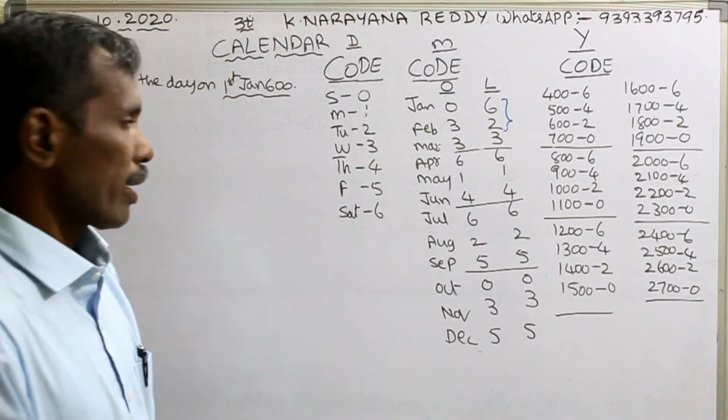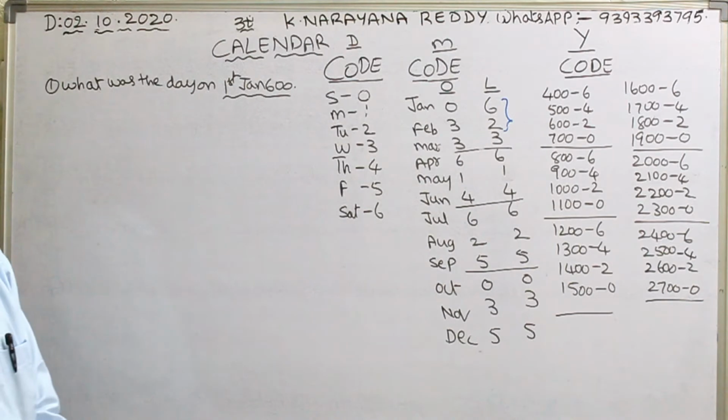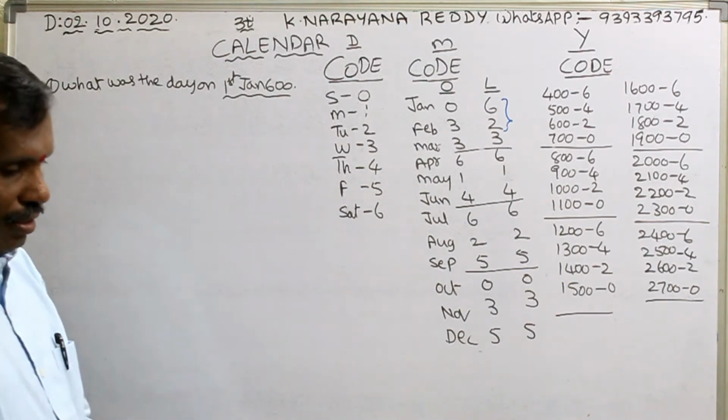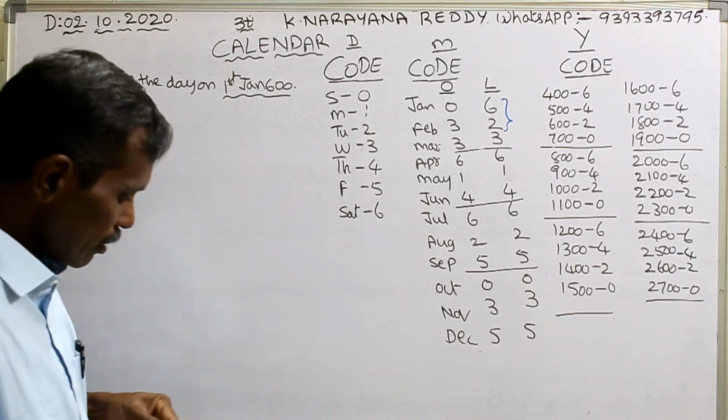Okay? Next, take the problem. What was the day on 1st January 600 years? 600 years. Please see here.